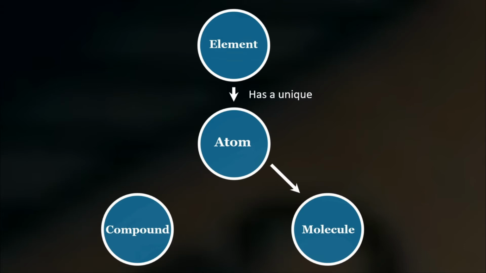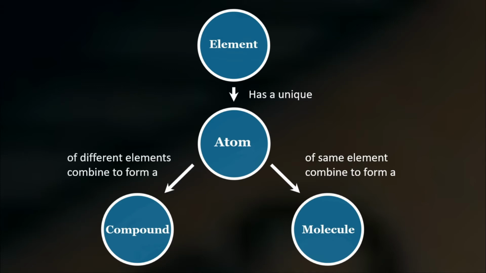When atoms of the same element combine, it will form what we call a molecule. On the other hand, if atoms of different elements combine, it will form what we call a compound. And a compound is a molecule.